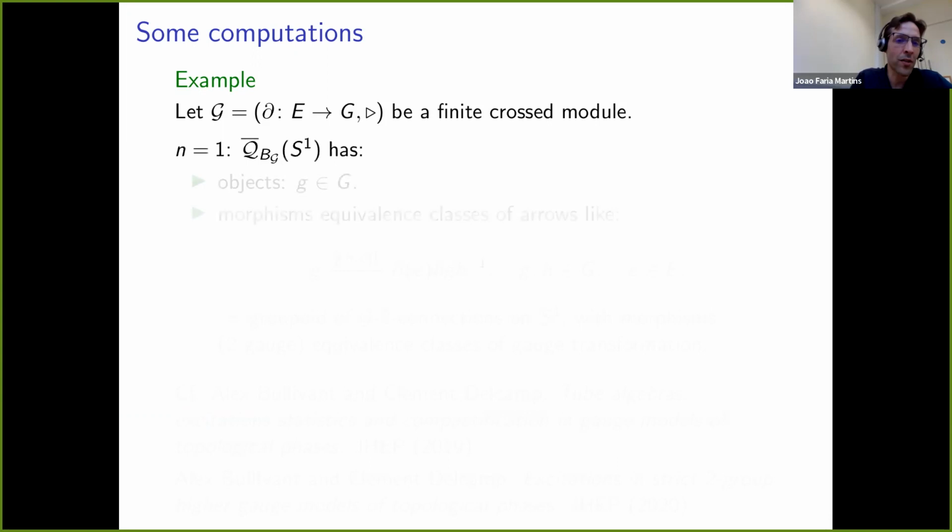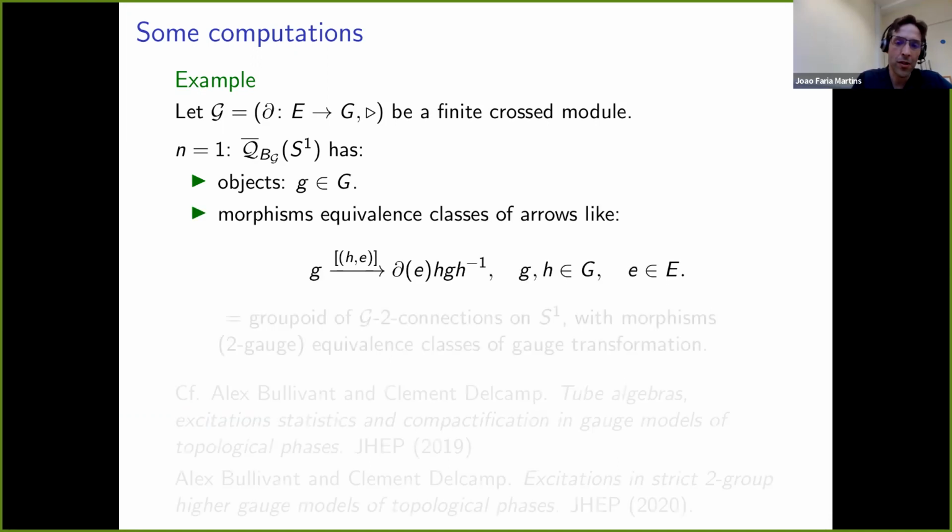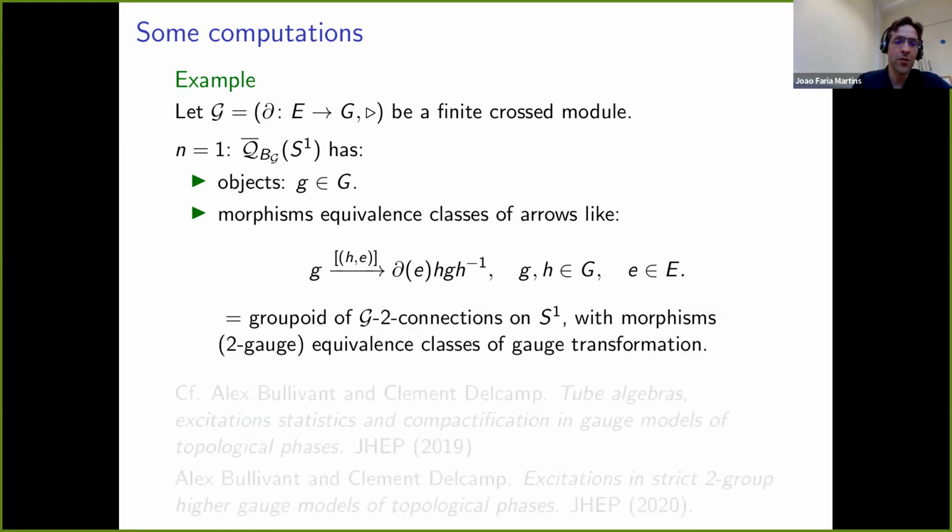So if you look at the finite cross module, the groupoid associated to S1 has as objects elements of G, and morphisms are equivalence classes of arrows like this. So if we want to think about our gauge theory, the groupoid you associate to S1 is the groupoid of G2 connections on S1, and morphisms are equivalence classes of gauge transformations, up to gauge transformations.